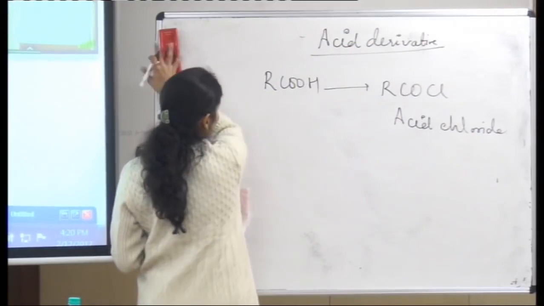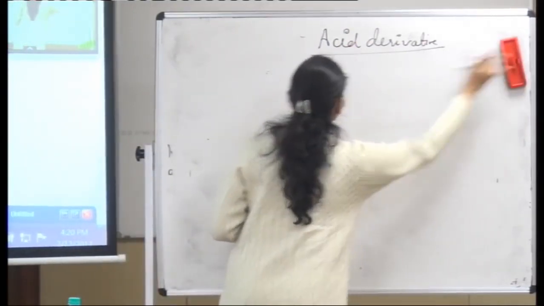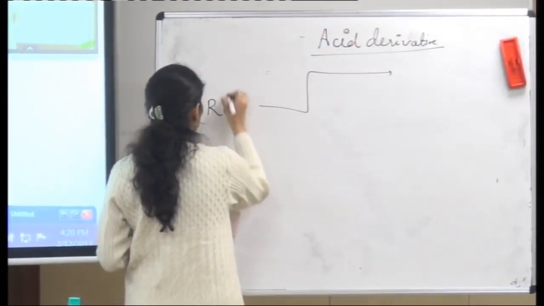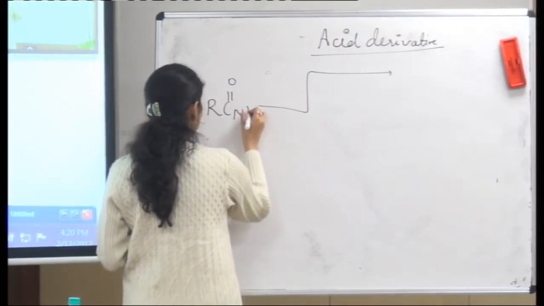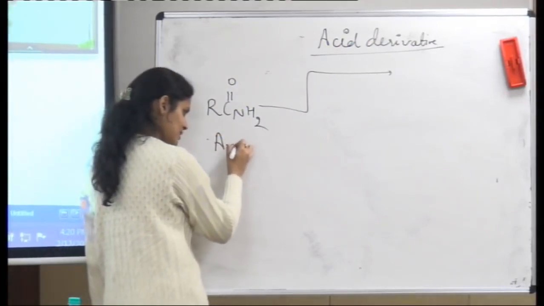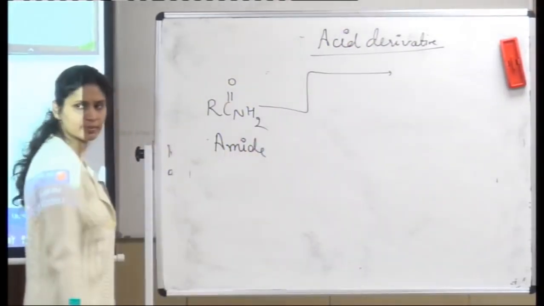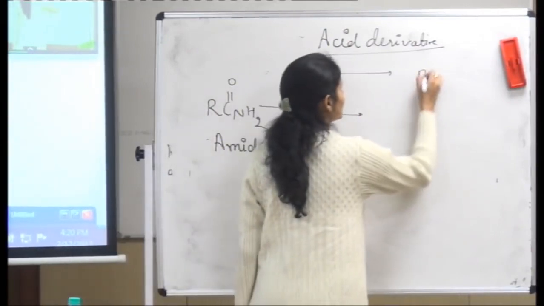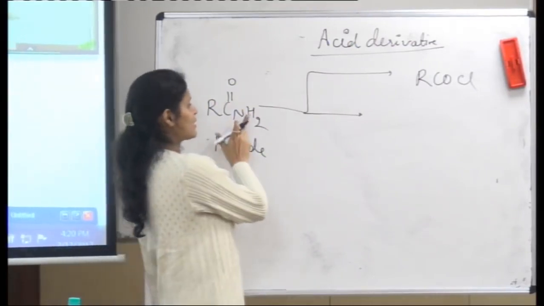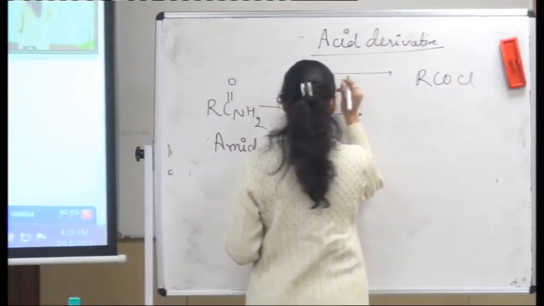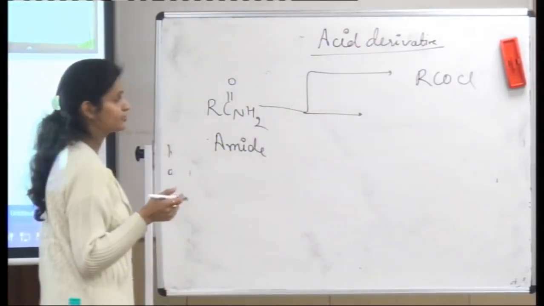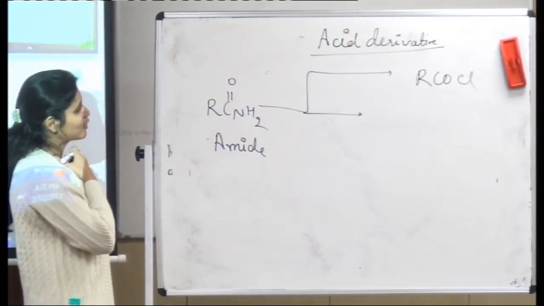So what is the way to prepare the acid chloride? Okay, I can take RCONH2. This is known as amide, having CONH2 group. I want to make it RCOCl. That means the CO group is already existing. I want to replace this amino group by Cl. So what should I do? How should I make acid chloride from amide?